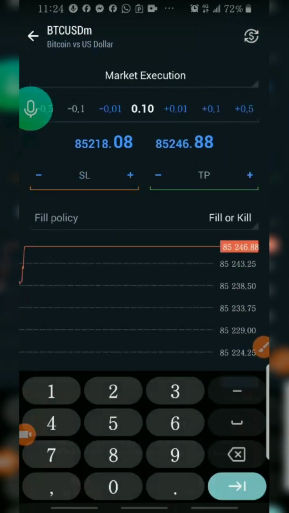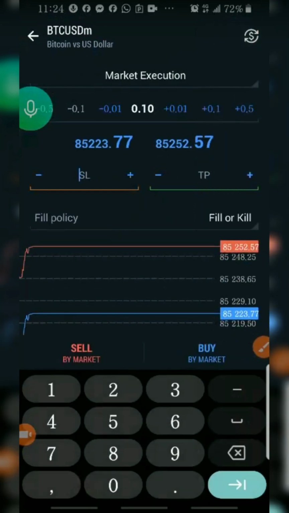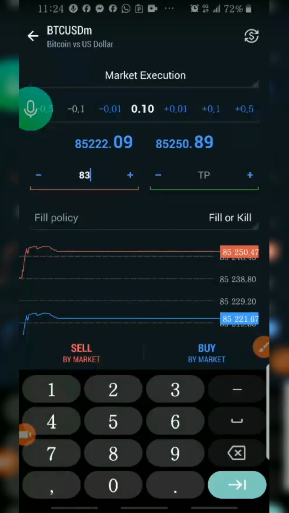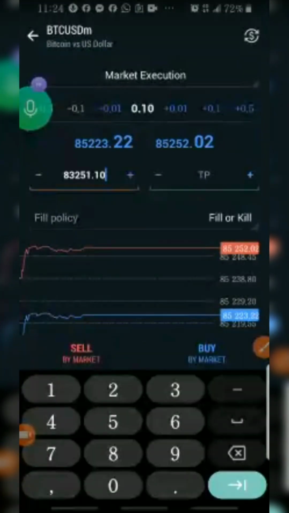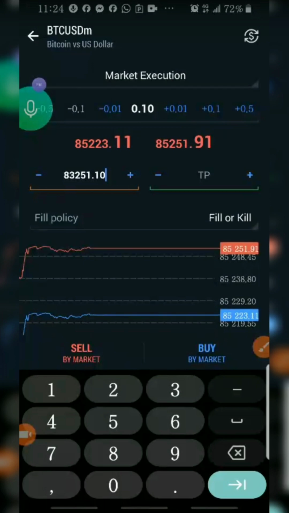Now I'll enter my SL. My SL has to be below the current price since I'm buying. Let's say 83.25. I can hear you. The screen is not moving.